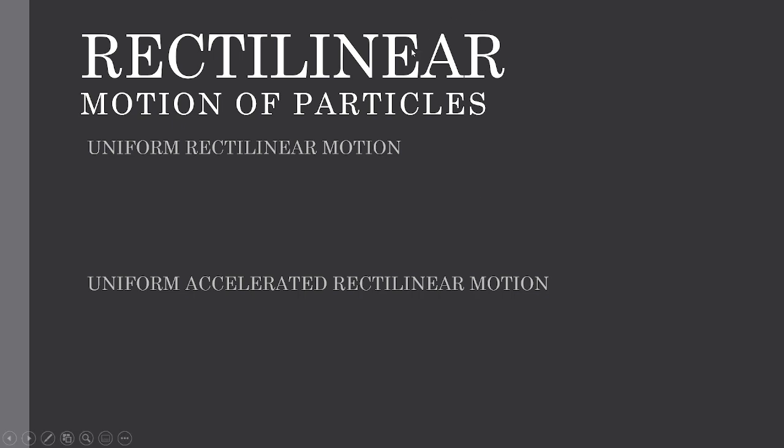Now, in rectilinear motion, what does uniform rectilinear motion mean? Uniform rectilinear motion happens when there is zero acceleration. That means constant velocity. The formula for uniform rectilinear motion is simply x equals x of 0 plus vt.